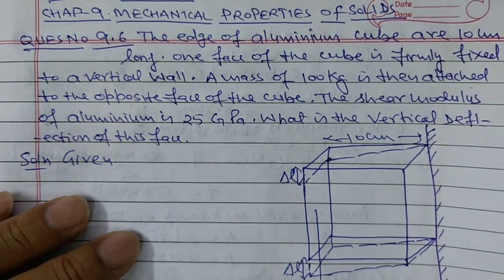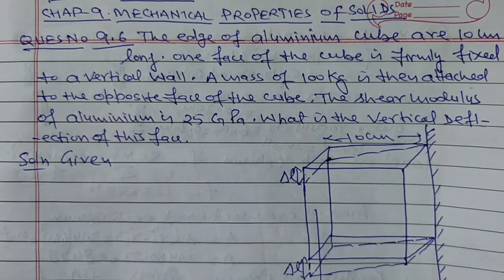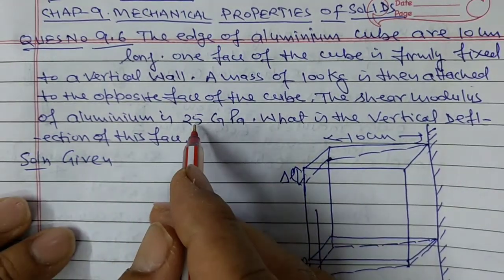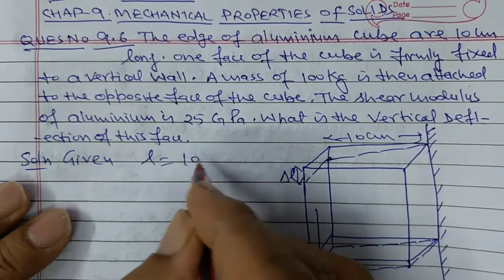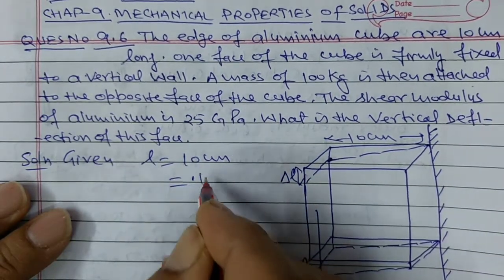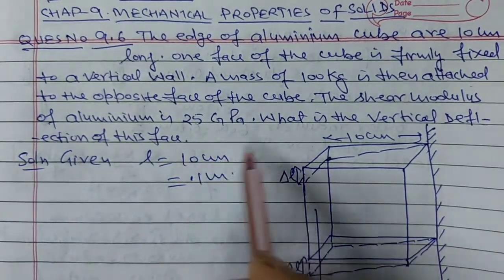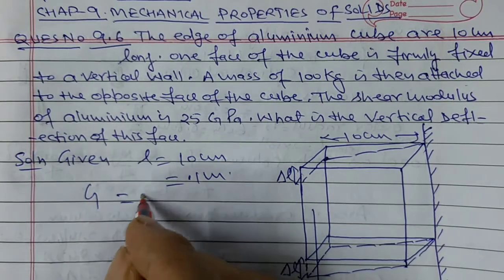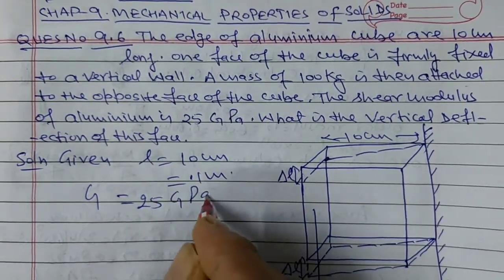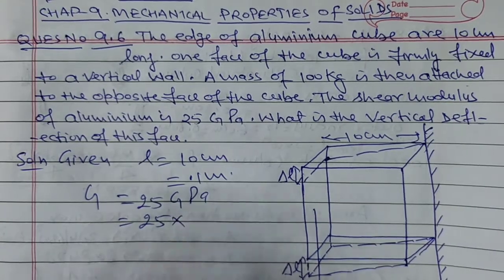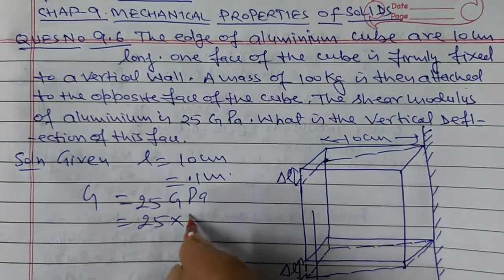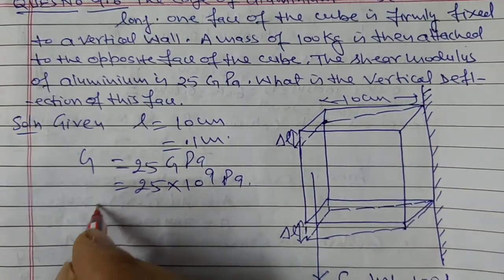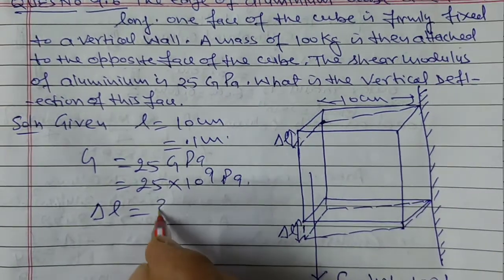Here this F is equal to mg, and this m is 100 into g. Now given that this side L is equal to 10 centimeter, that is 0.1 meter, and the shear modulus, denoted by capital G, is equal to 25 gigapascal, and this is 25 into 10 to the power 9 Pascal. Here we have to calculate the value of delta L.